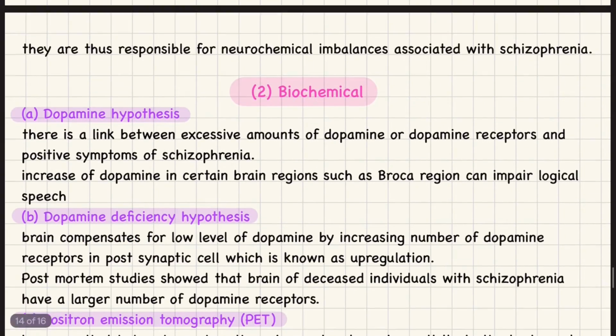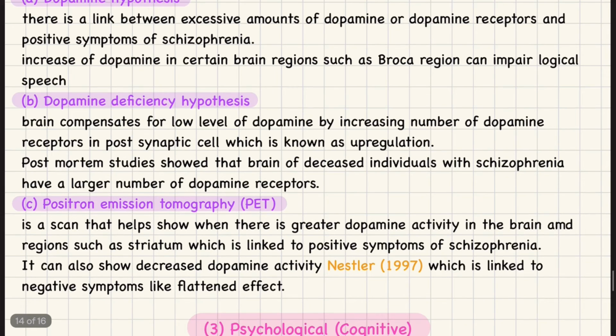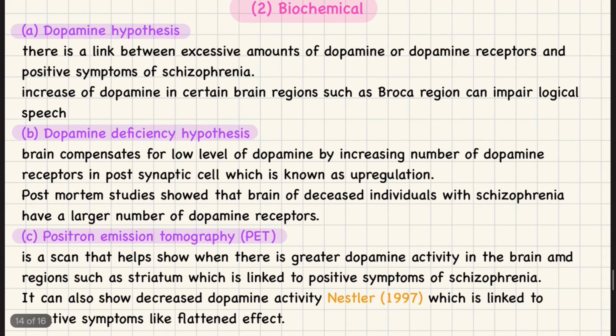Moving on to the biochemical explanation of schizophrenia, there are 3 of them. Dopamine hypothesis, which refers to the excessive amounts of it. Dopamine deficiency hypothesis, which means that there's a lack of dopamine. And then there is positron emission tomography, PET. And I'm sorry if I pronounced that wrong.